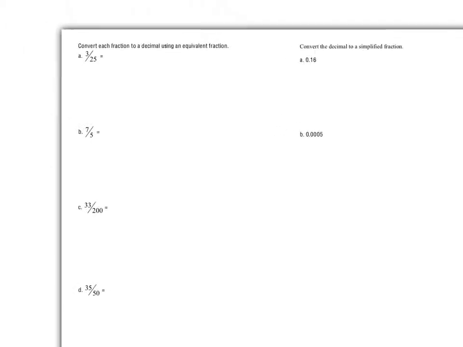Here you have some examples that we want to convert from decimals to fractions, or fractions to decimals, using an equivalent fraction. So change them to fractions of 100, 1,000, 10,000, whatever it takes to get it done. So go ahead and do that. On the right hand side we have just quickly converting a couple fractions to decimals.